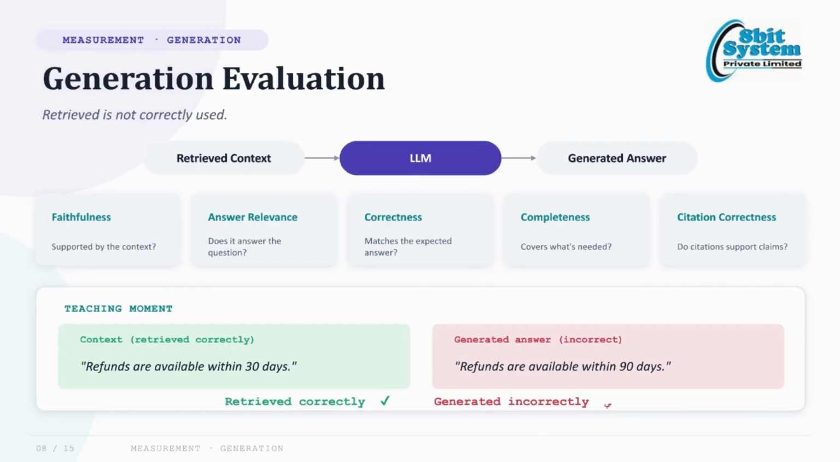Retrieval can be perfect and generation can still fail. Retrieved doesn't mean correctly used. Check faithfulness, answer relevancy, correctness, completeness, and citation accuracy. Here's the example to remember: the context clearly says 30 days, and the model still answers 14. Retrieval nailed it, generation didn't.